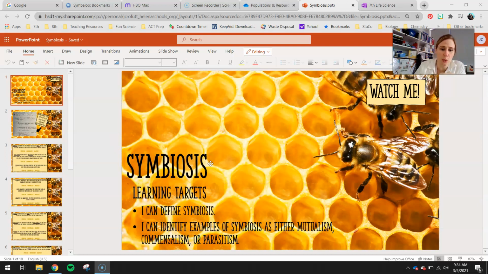So this is getting us started on our lesson to finish up today, called symbiosis. You have two learning targets: I can define symbiosis, and I can identify examples of symbiosis as either mutualism, commensalism, or parasitism. This word mutualism should sound familiar after answering that question about the ant and the acacia tree. That article is a really great segue for us to talk about symbiosis.